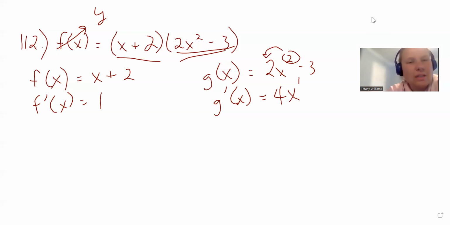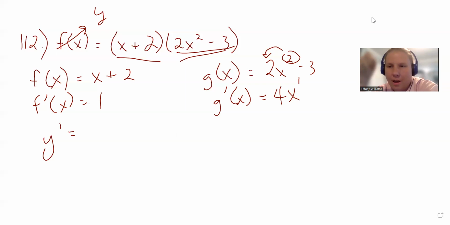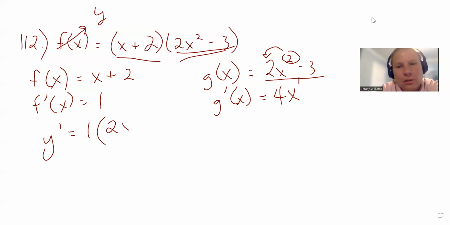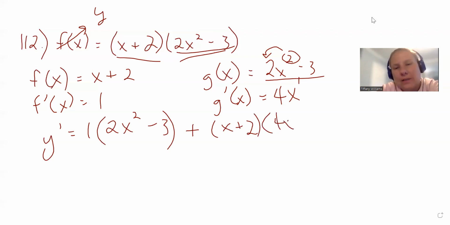So to find y prime, remember it's f prime of x times g of x. So f prime of x is 1 times g of x, which was 2x squared minus 3. So that's the first part. And then it says add to it f of x, which is x plus 2, times g prime of x.